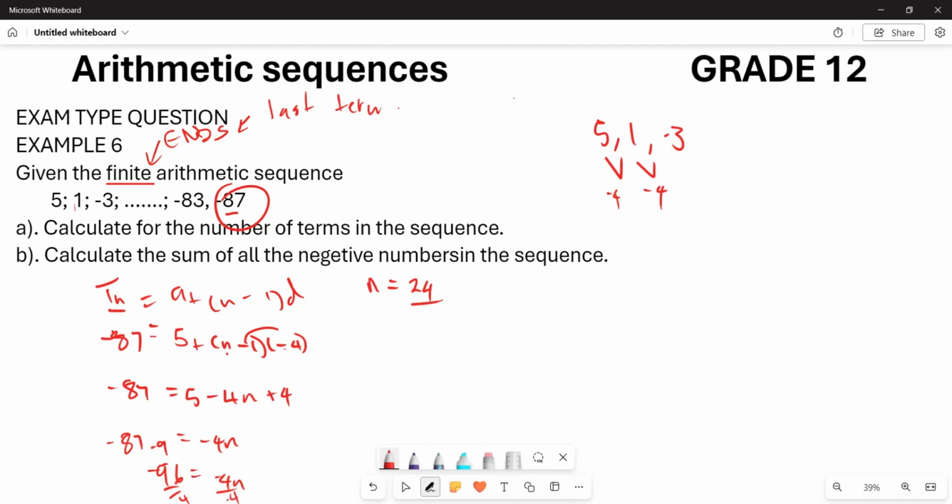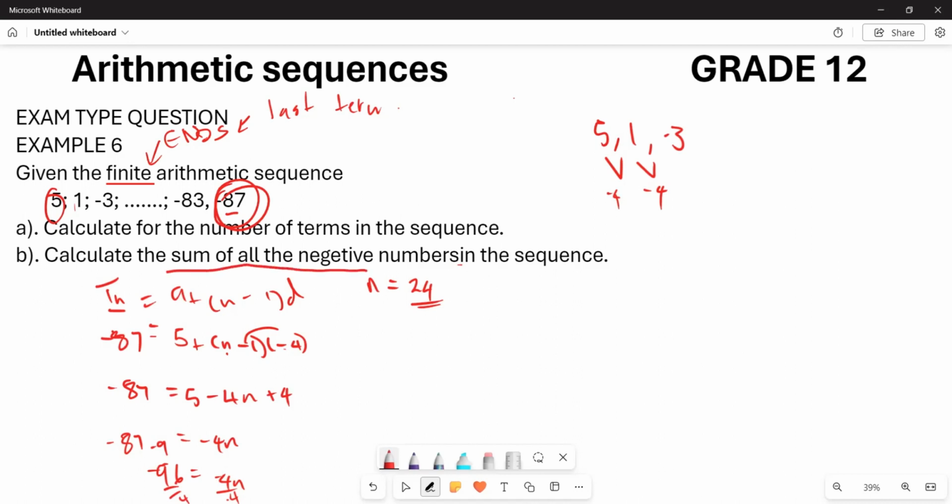Now let's look at this other one. They say calculate the sum of all the negative numbers in the sequence, right? So now what is it that you're going to do to calculate the sum of all the negative numbers? Let's start here. So starting from your 5 up until your -87, you are having 24 terms, right? But here what they want you to do is to calculate the sum of all the negative numbers.